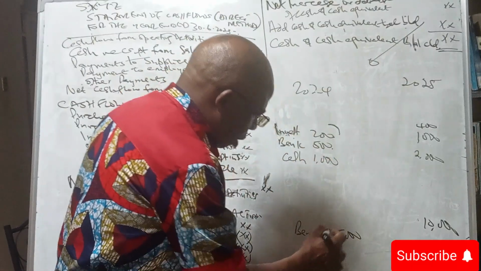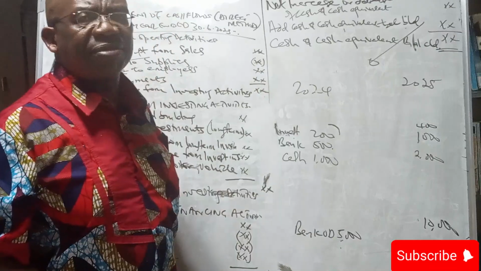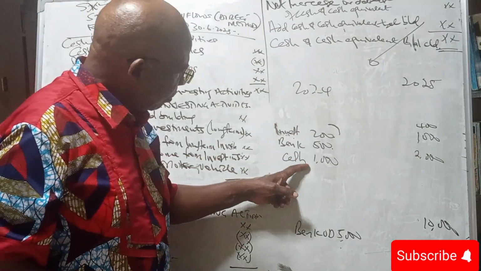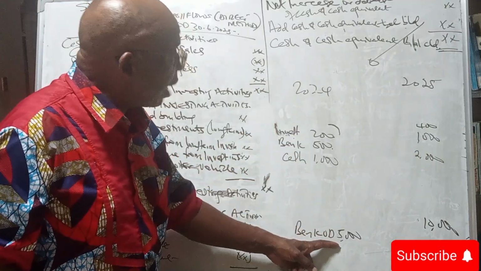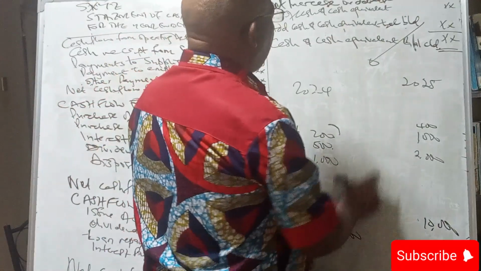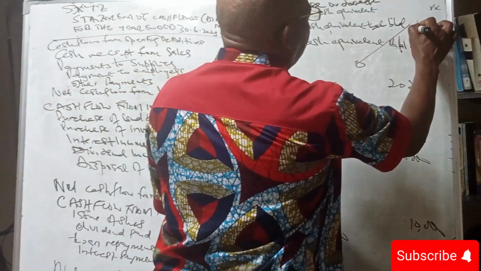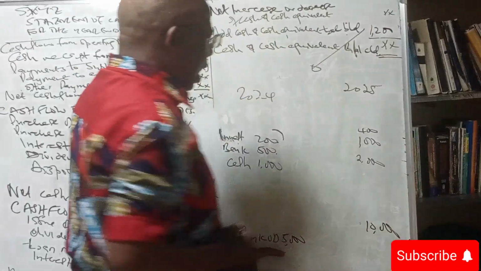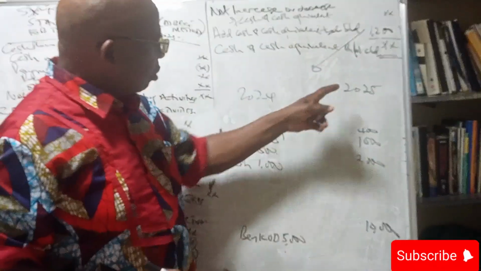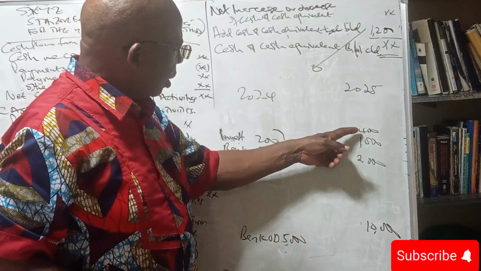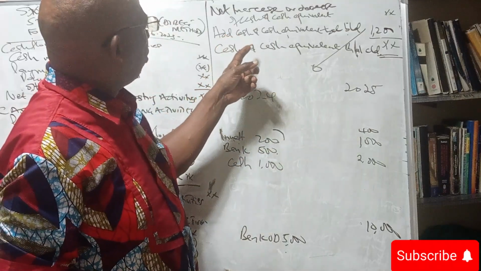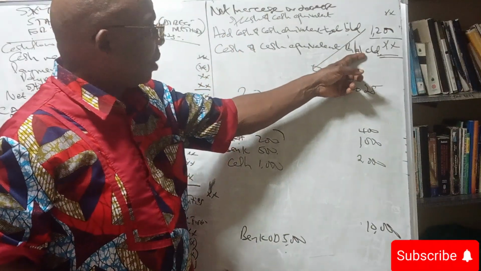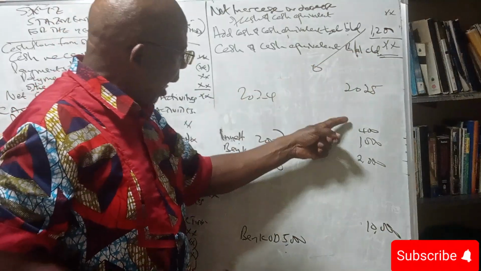We subtract overdraft because overdraft is negative. 1,700 minus 500, we get 1,200, and that becomes our opening cash and cash equivalent, 1,200. Then in 2025, we add to get the cash and cash equivalent at the balance carried down at the end of the year. Now, we add them again.